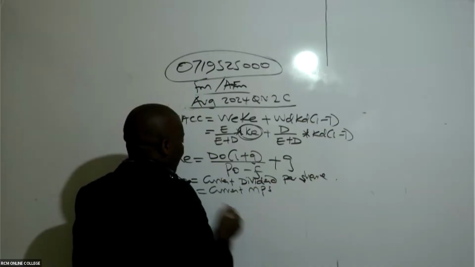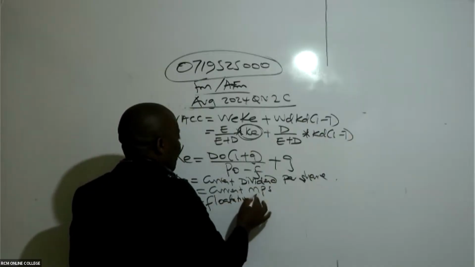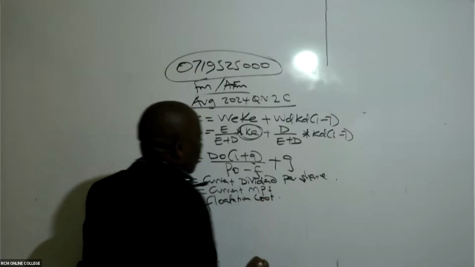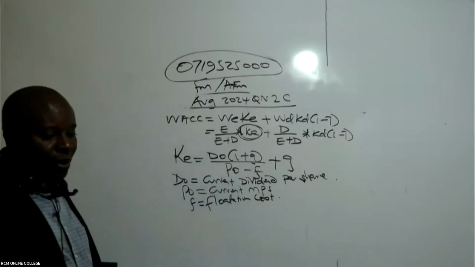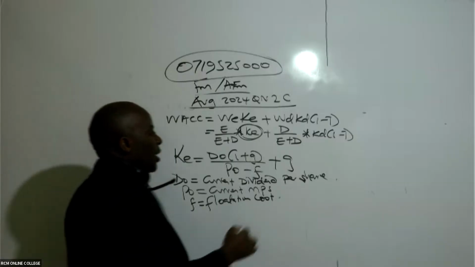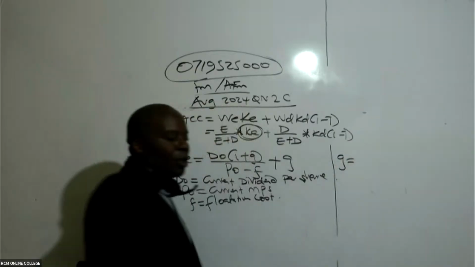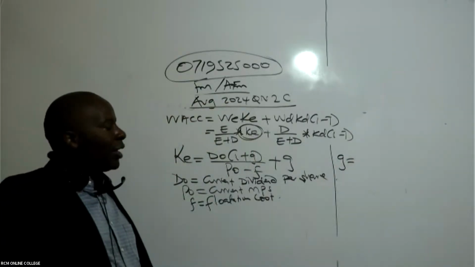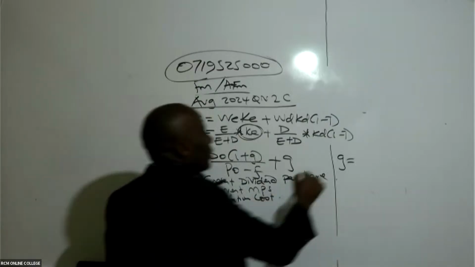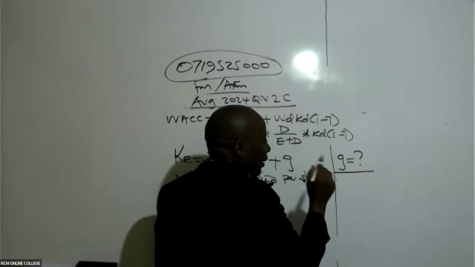Then we have F, which is flotation cost. Then, of course, we have g, which is the growth rate. In most cases, g will never be given to us. In most cases, we must know how to calculate g. And I gave you two formulas in our class of how we shall be calculating this g.